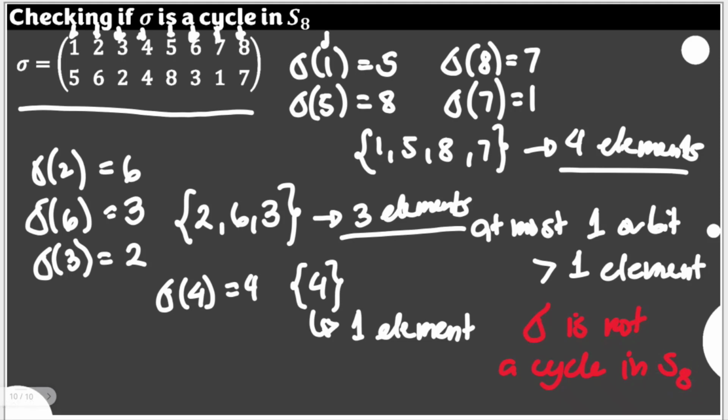Because again, for this permutation to be a cycle in S8, it should only contain 1 orbit containing more than 1 element. This has 4, that has 3, so it already violates the definition. So this is how we check whether a certain permutation sigma is a cycle in S8.